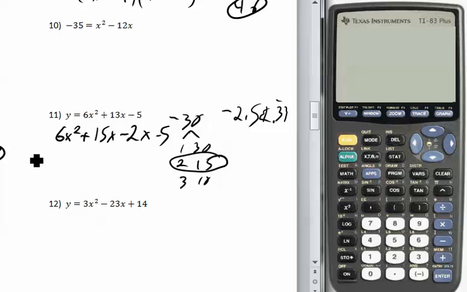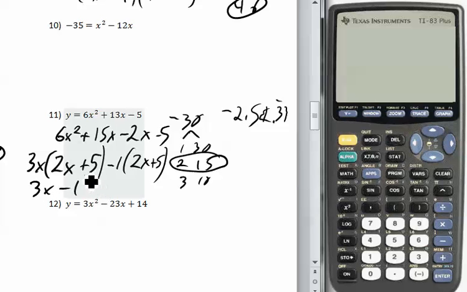So what can I factor out of the first two? I can take out a 3x. So 6 divided by 3 is 2. Take one of the x's away. 15 divided by 3 is 5. And then, remember, all I need to do is figure out what I need to take out of -2 to get it to be positive 2. So it's just -1. 2x plus 5. That will just be the same as that. And then we have 3x minus 1 times 2x plus 5.